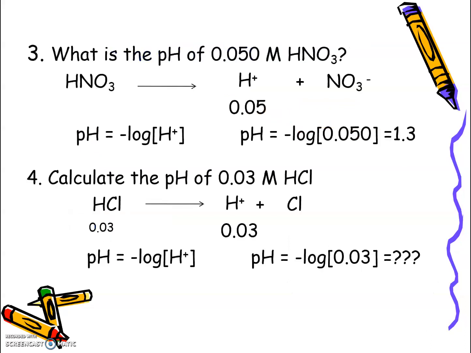Okay, number 3 and number 4 are types of monoprotic acid. First you have to dissociate nitric acid into H plus and nitrate ion, and then balance it. There are 1 mole and 1 mole, and then just calculate the pH as usual.